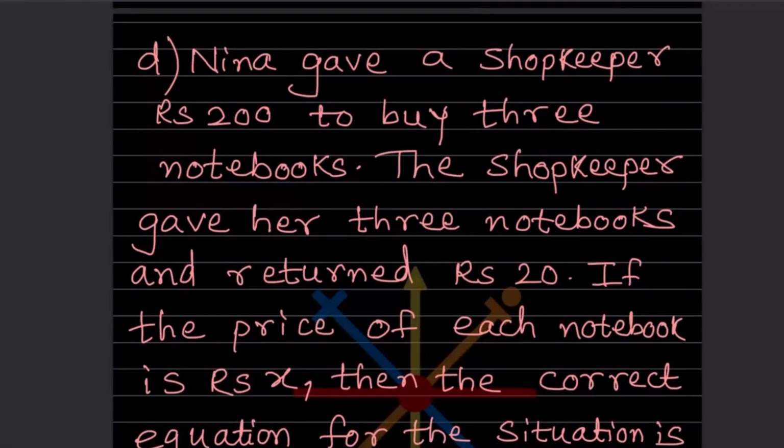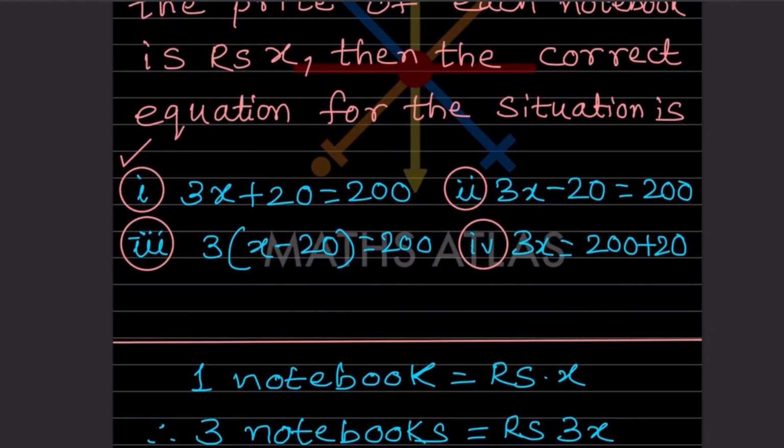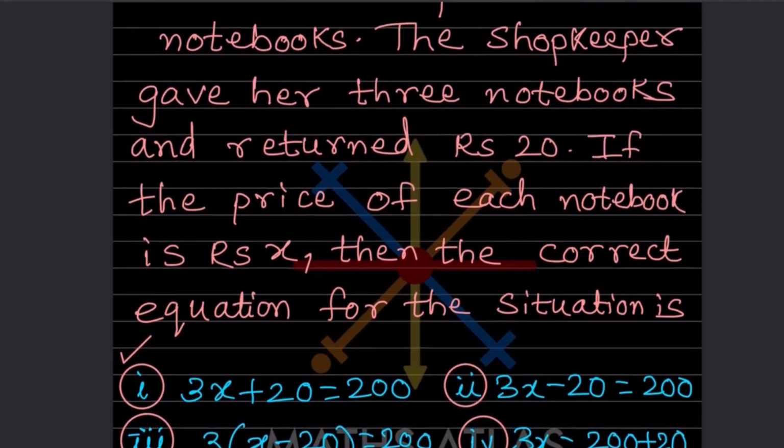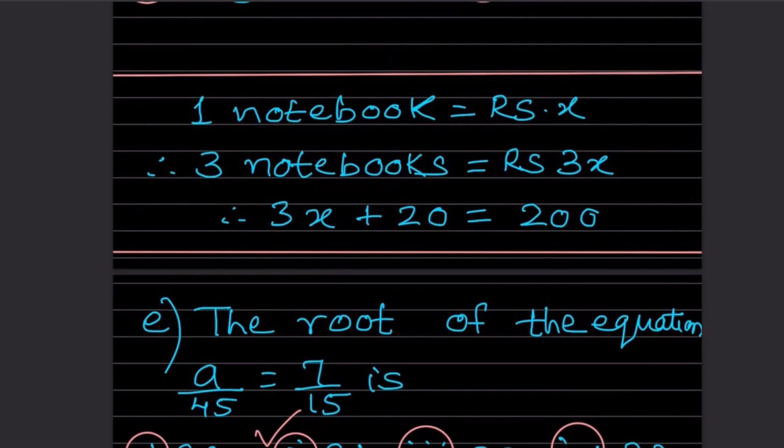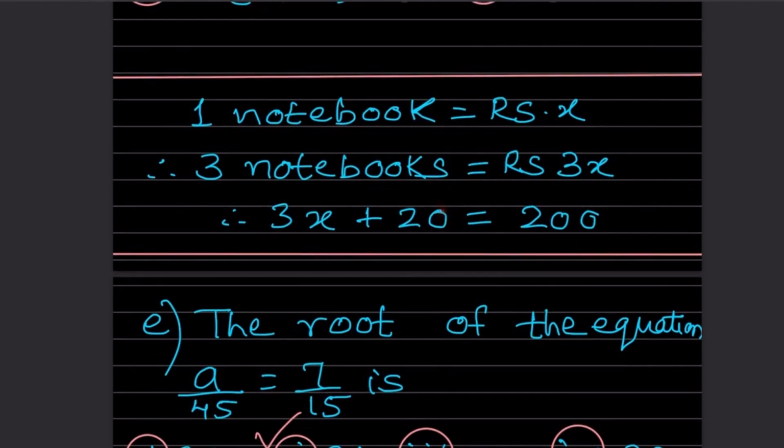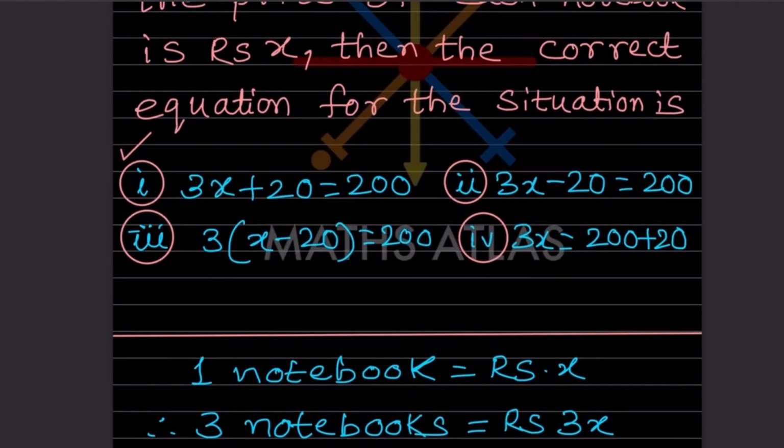Now Nina gave a shopkeeper rupees 200 to buy 3 notebooks. The shopkeeper gave her 3 notebooks and returned 20 rupees. If the price of each notebook, each means 1 notebook, is x, then what is the correct equation for the situation? See here, 1 notebook is x, so 3 notebooks is going to be 3x. And the shopkeeper is returning 20 rupees, right? So 3x plus 20, since she's giving 200 rupees. So this should be the correct option, 3x plus 20 is 200.